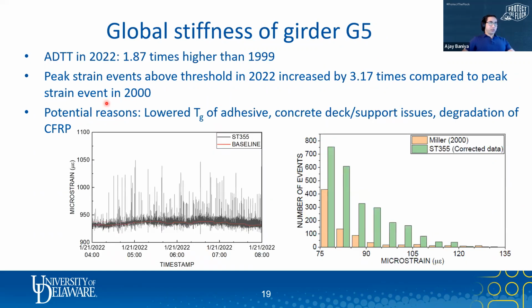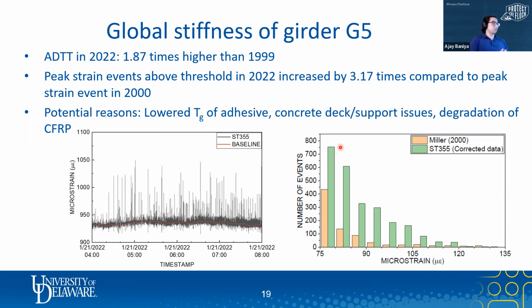The structural health monitoring was performed for 14 days, like I said before, and peak strain events larger than 75 microstrain were recorded, and the current data and the past data were compared. During the past 22 years, average daily truck traffic increased by 1.87 times, but at the same time, peak strain events increased by 3.17 times. So this signifies possible degradation in the stiffness property of CFRP composites. However, like I said before, we could have numerous other potential reasons.